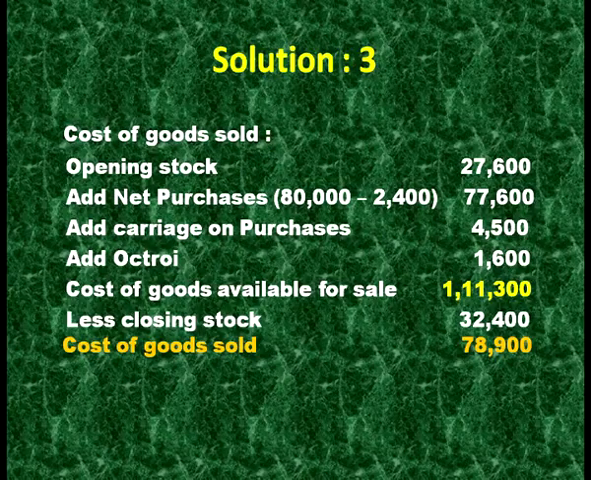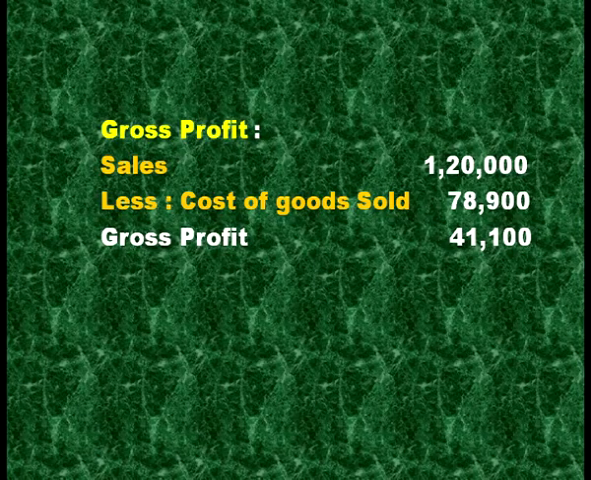So, how to solve this question? First, find out the cost of goods sold using the given formula. Opening stock plus net purchases plus carriage on purchases plus octroi minus closing stock will give you the cost of goods sold, which is 78,900. How to find gross profit? Your net sales is 1,20,000. From that you subtract your cost of goods sold, 78,900, which results in a gross profit of 41,100.